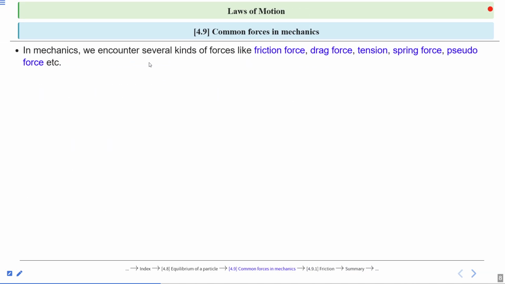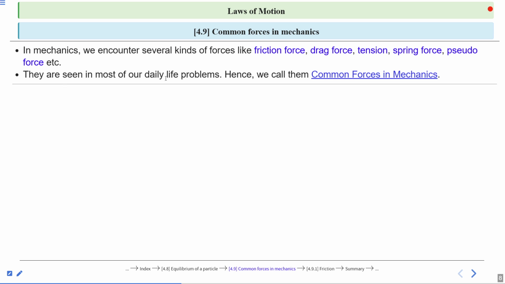In mechanics, we encounter several kinds of forces, and these forces are friction force, drag force, tension, spring force, pseudo force, etc. So these are the common forces in mechanics. They are seen in most of our daily life problems. Hence, we call them common forces in mechanics. Now, we will learn common forces in mechanics, that is friction force, tension force, spring force, one by one.